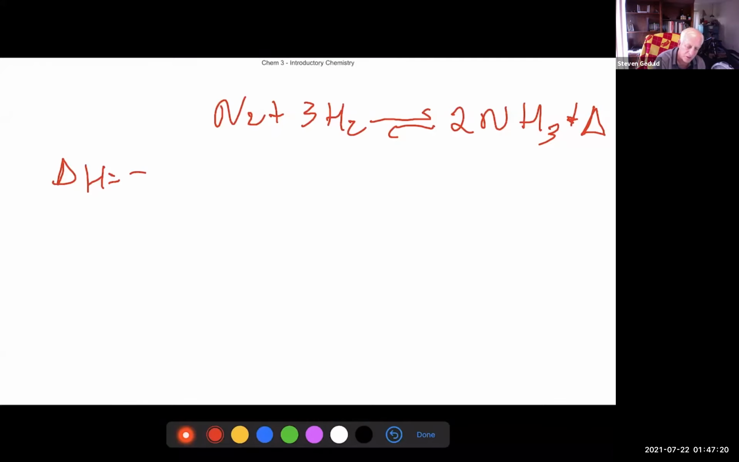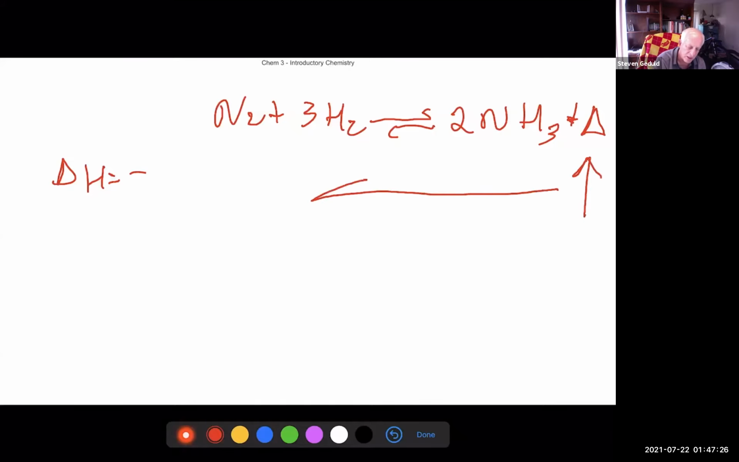If I increase heat, my reaction is going to try to decrease it. So it's going to push in this direction to make less heat. So if I increase the heat of the reaction, I drive it to the left. I decrease my amount of NH3, and I increase my amount of H2 and N2.